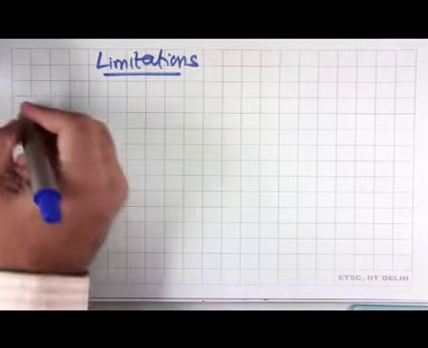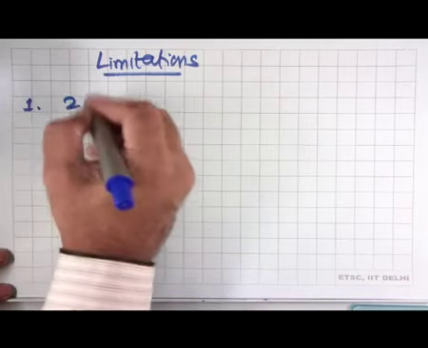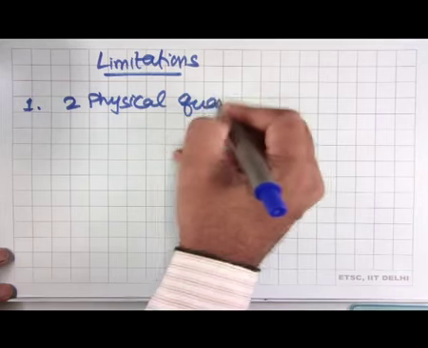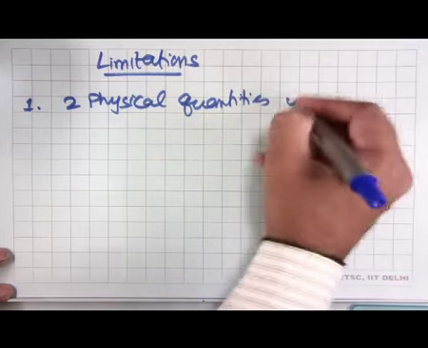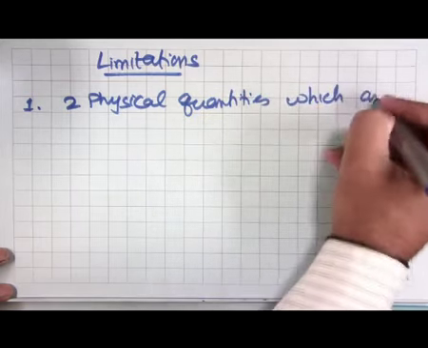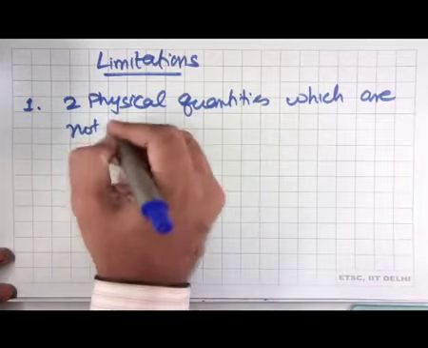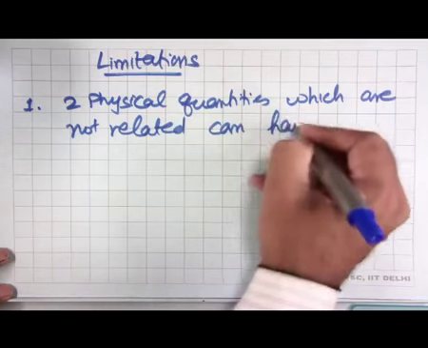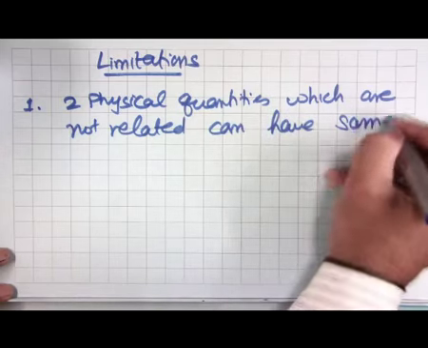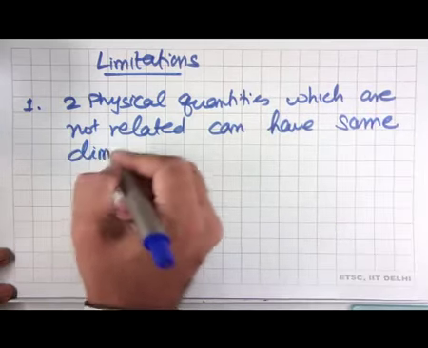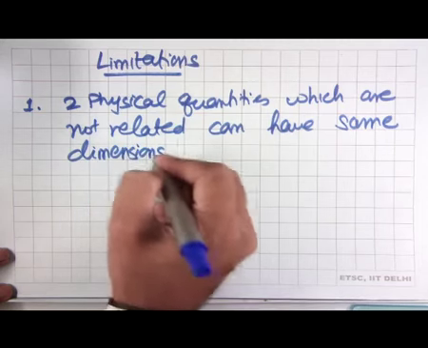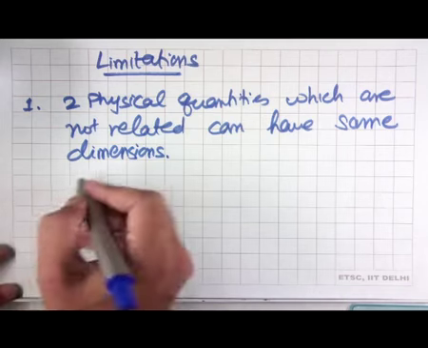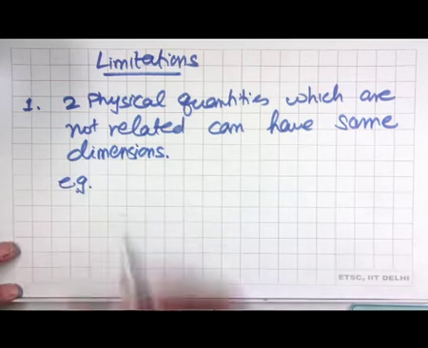Well, one limitation is that two physical quantities which are not related can have the same dimensions. And as far as dimensional analysis goes, it will treat both the quantities as the same. Let us give a very simple example of this.